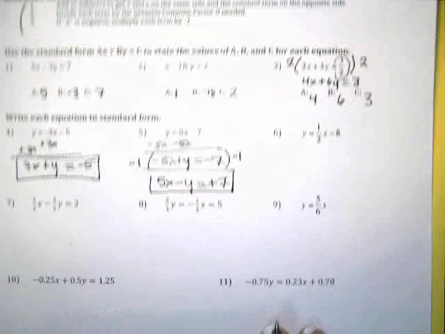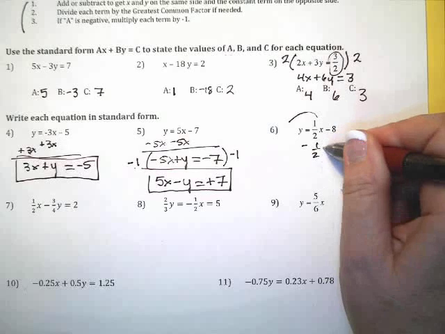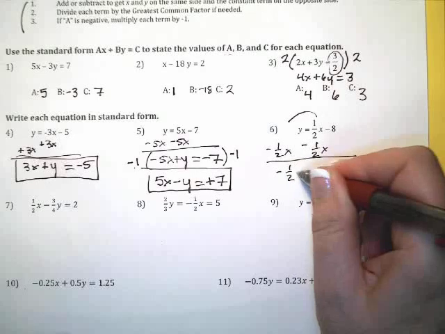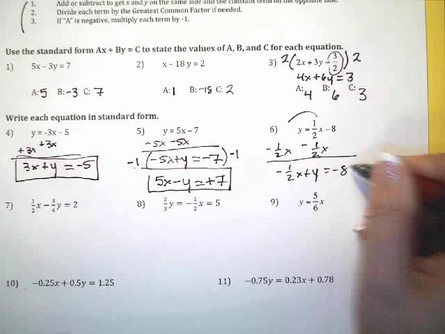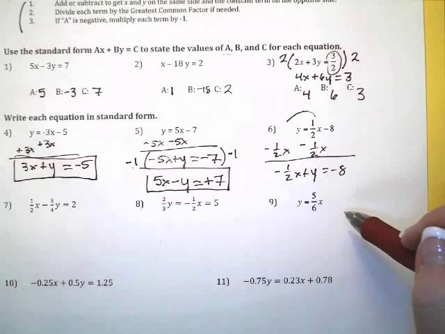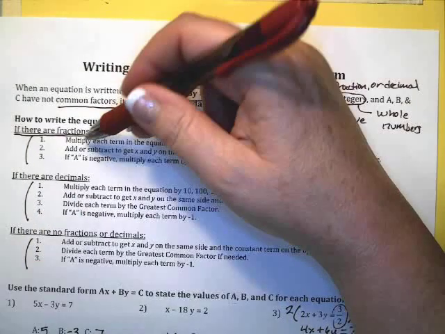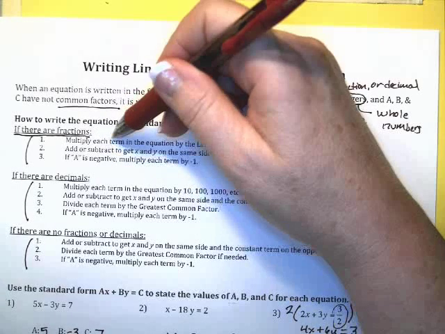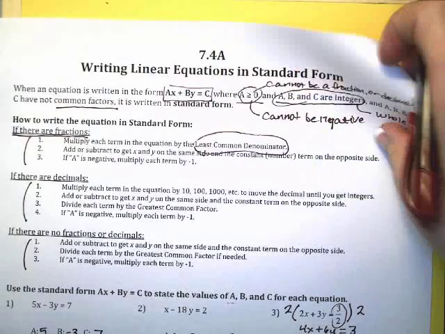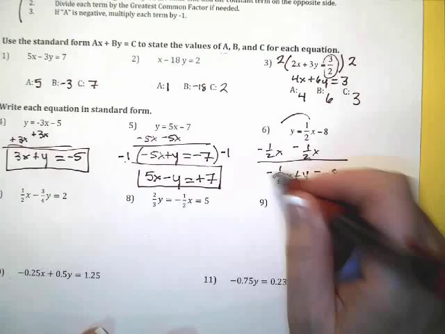Okay, for number 6, I'm going to go ahead and move this term over to the other side by subtracting 1/2 x. So I have negative 1/2 x plus y equals negative 8. Now remember, we cannot have any fractions or decimals in standard form. So now we're looking at this step right here. We're going to multiply each term in the equation by the least common denominator. So the least common denominator, there's only one fraction on this, is 2. So let's go ahead.